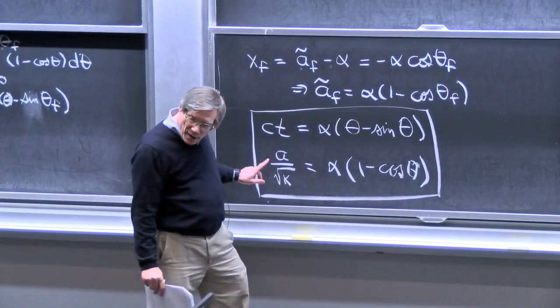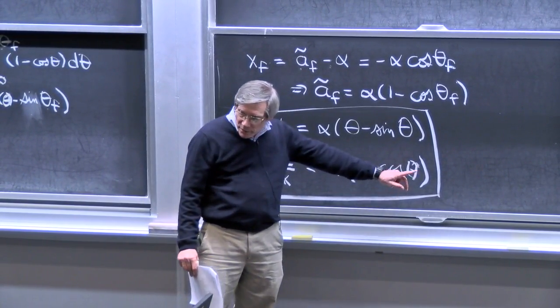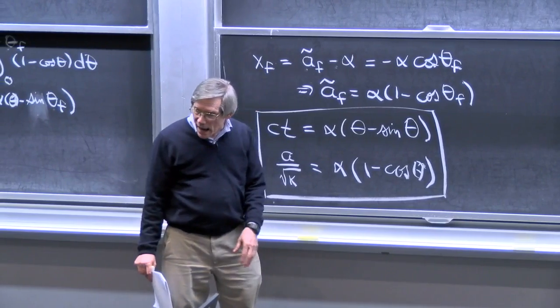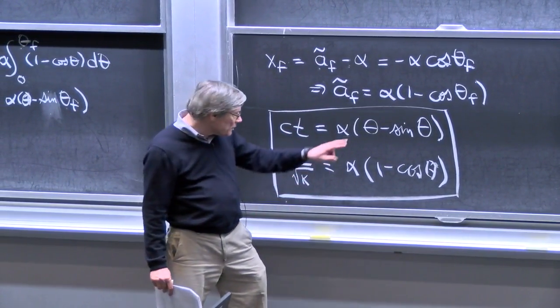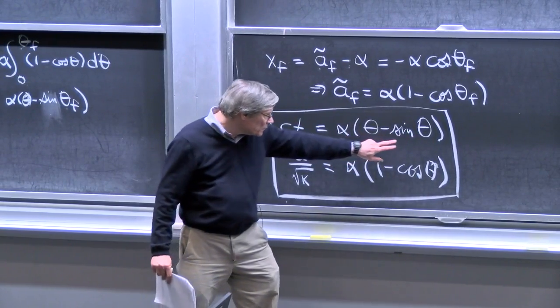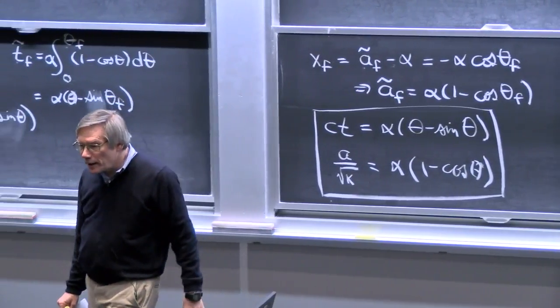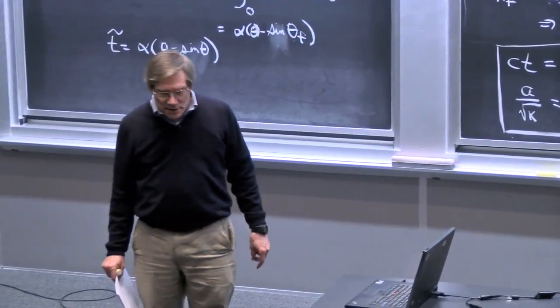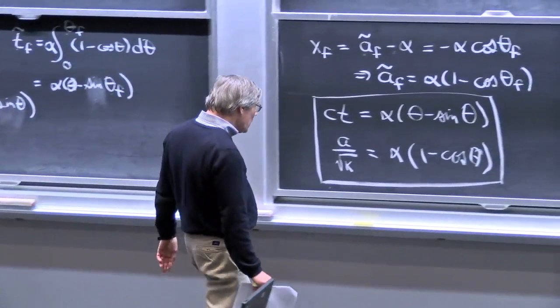We start our universe at a equals 0. And at a equals 0, we want 1 minus cosine theta to be equal to 0. And theta equals 0 does that. So theta starts at 0, which corresponds to a equals 0. And it also corresponds, putting theta equals 0 here, to t equals 0. So we have arranged things the way we intended, so that a equals 0 happens the same time that t equals 0 happens. And then theta starts to grow.